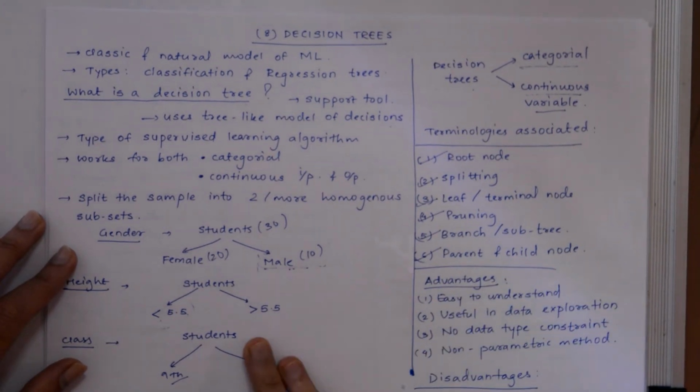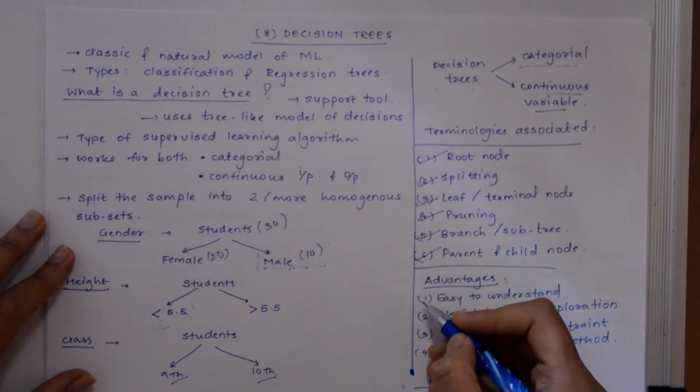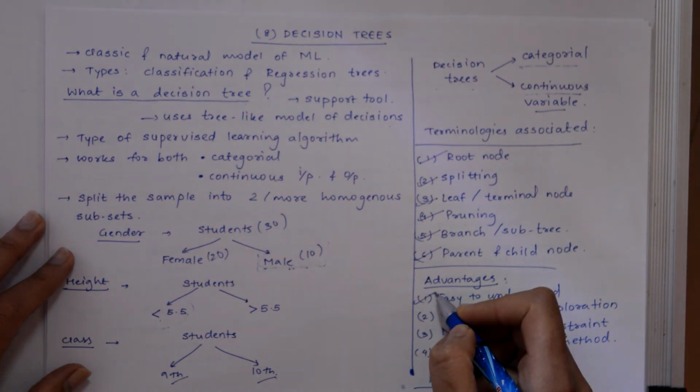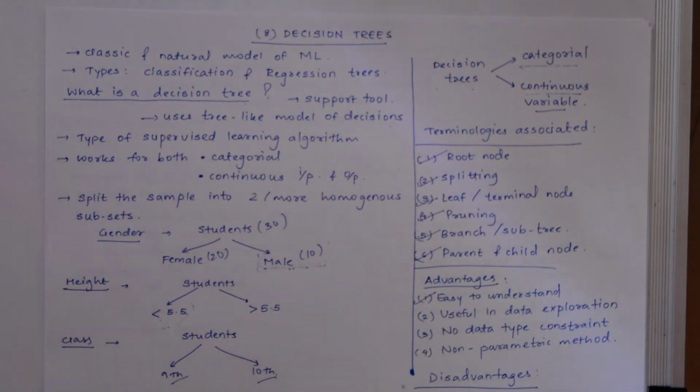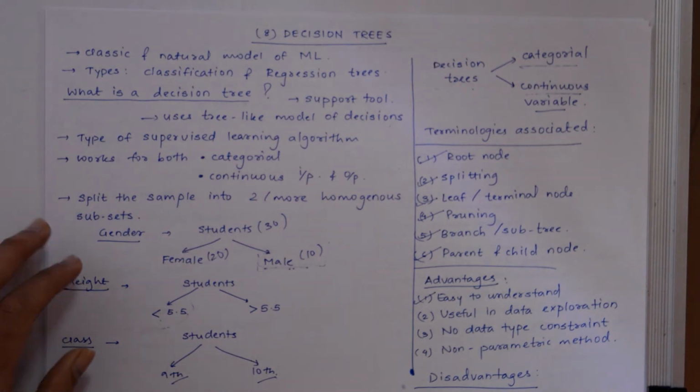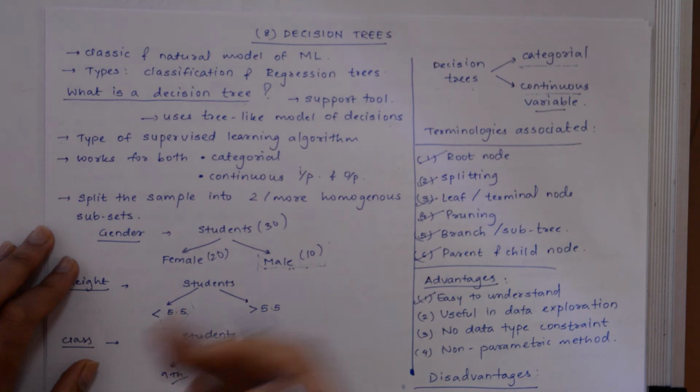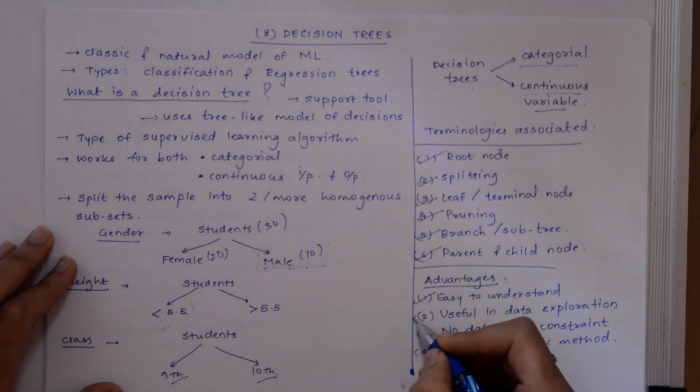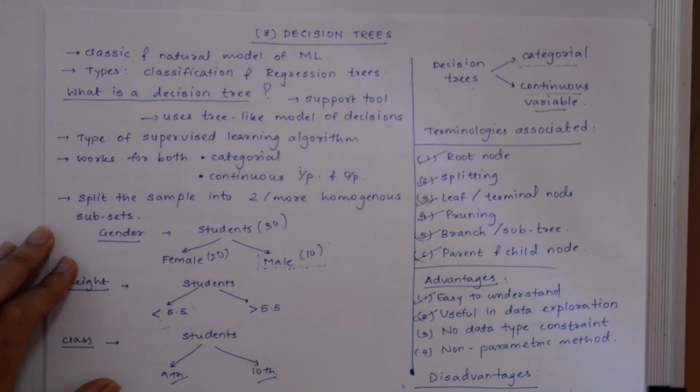What are the advantages of decision trees? Decision tree is easy to understand. People from a non-analytical background can also easily understand these decision trees and they can easily read and interpret them. It is useful in data exploration. Decision trees are the fastest way to identify most significant variables, and the relation between two or more variables can be easily identified with them.